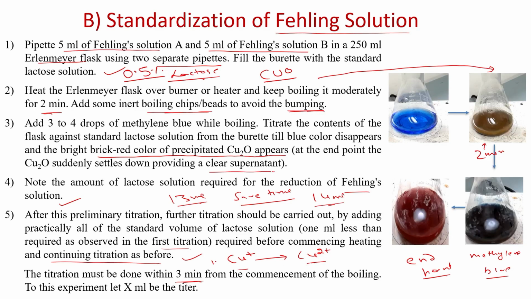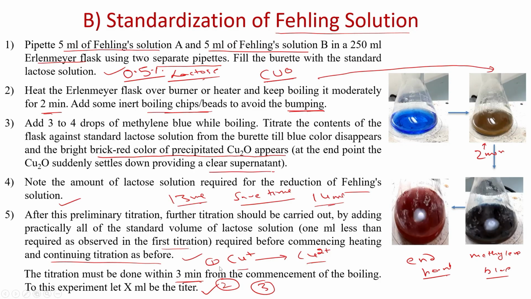This is one point. And second, if you are boiling extremely, then there may be decomposition of the reducing sugar, giving an erroneous result. Third, if you are taking time, then methylene blue can prematurely change the color. So this is also a reason that the titration must be done within 3 minutes from the commencement of the boiling. So say X value has come for the titration for this reaction, and so X ml of standard lactose solution has been used to reduce the Fehling solution.